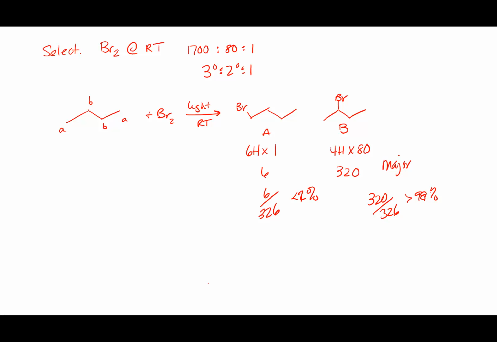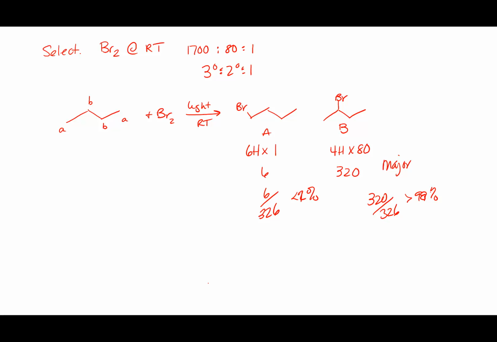I usually say at this point, well, if you were working at a company and somebody said, hey, I want you to sell us, or I want to buy a 2-halobutane. And you would look at this and you'd say, well, if I want to minimize my side product, I would do this reaction with bromine at room temperature, because then I would make 98% of the product that I want to sell. And only 2% would be waste.